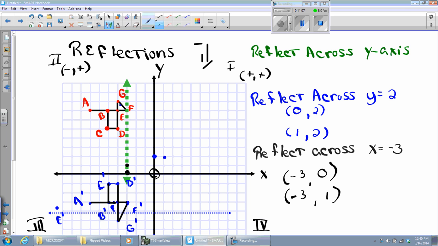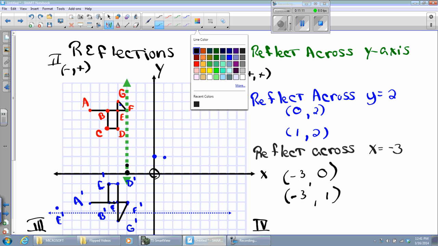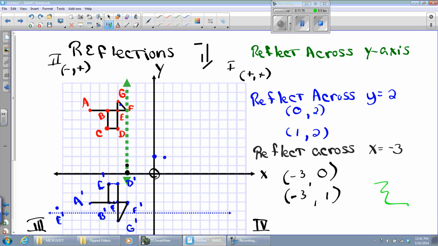Now, this is actually the easiest one to do. Let me do this one in this kind of color there. There we go. All right, F is sitting on the mirror. The new F will not move. E is 1 off from the mirror. The new E is right there.